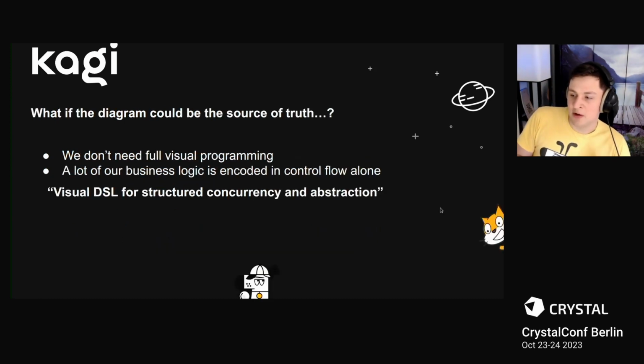But what if the diagram could be the source of truth? Full visual programming is definitely not something that we need. However, we found that a lot of our business logic is encoded in control flow alone. So if we were to try to put into words what we're looking for, you might call it a visual DSL for structured concurrency. So how could we build it?